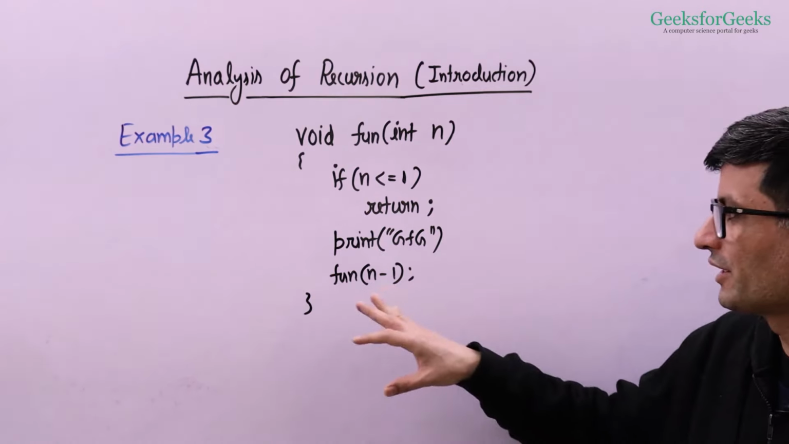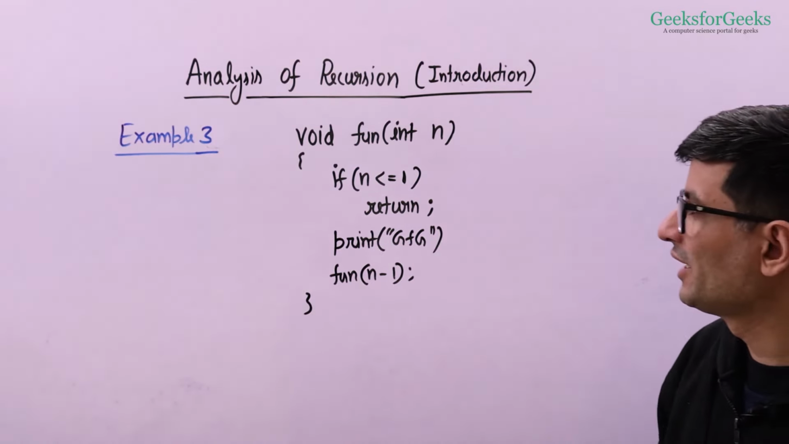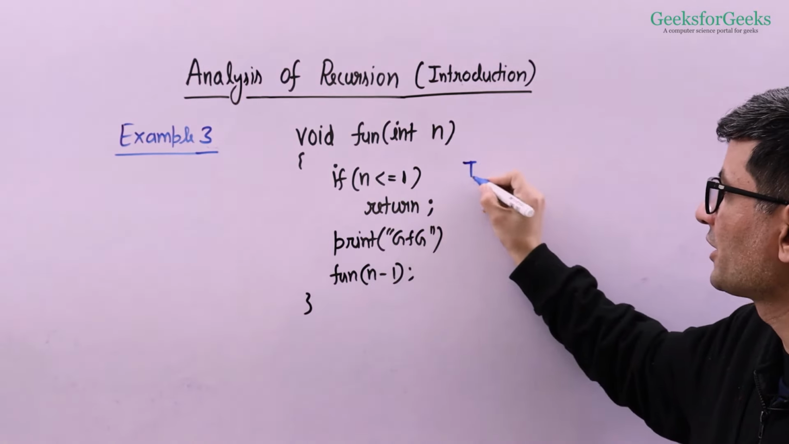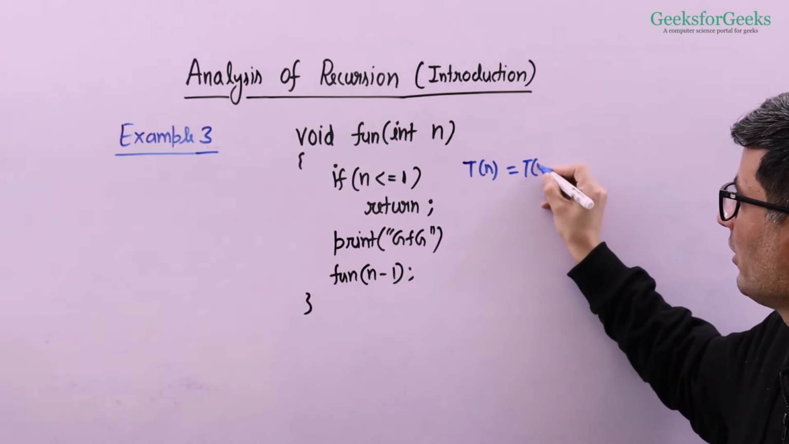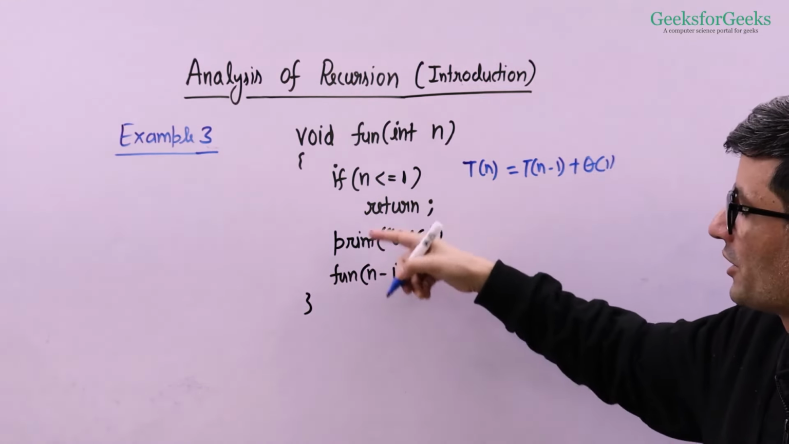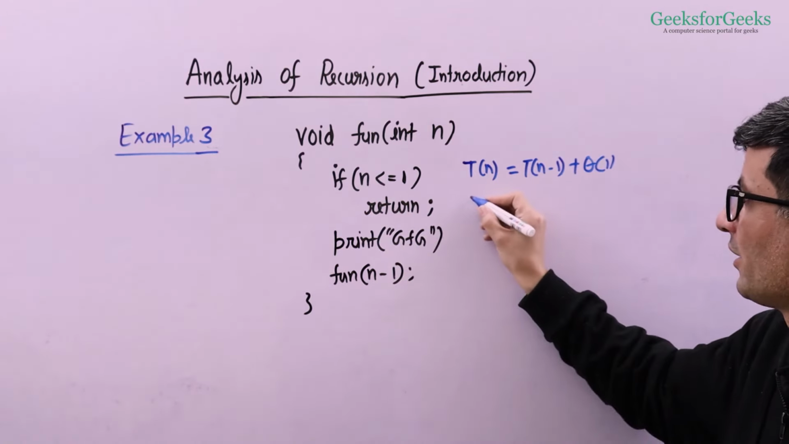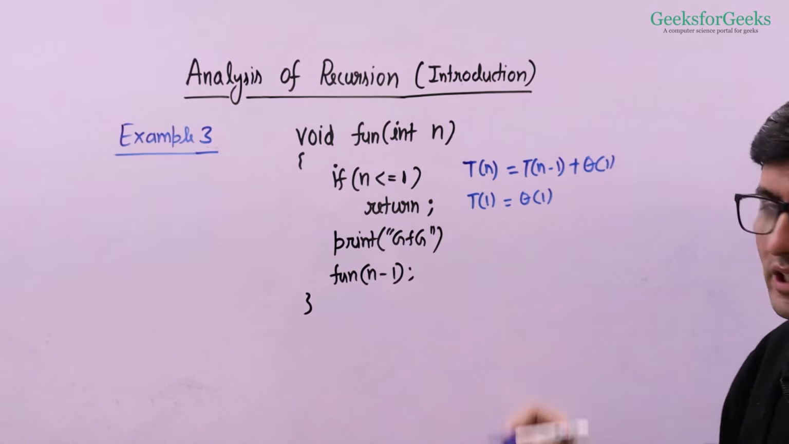Please take a closer look at this recursive function and try to guess the recurrence relation for this. And it's super easy. If this function takes T(n) time, then it's going to take T(n-1) for the recursive call, then it's going to take theta(1) work for all this condition check and printing, right? And when n is 1, then it's going to take theta(1) time. So this is the recurrence relation.